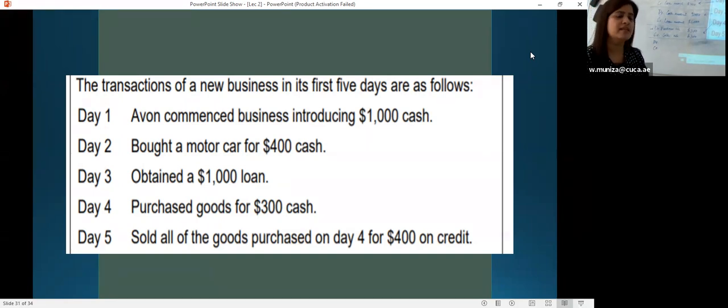Which thing is increasing in the business? Income is increasing in the business? Okay, I agree to that. We are going to credit income. Which income is increasing? Sales income. Sold all the goods purchased on day 4 for $400 on credit. Income is increasing. Sales.